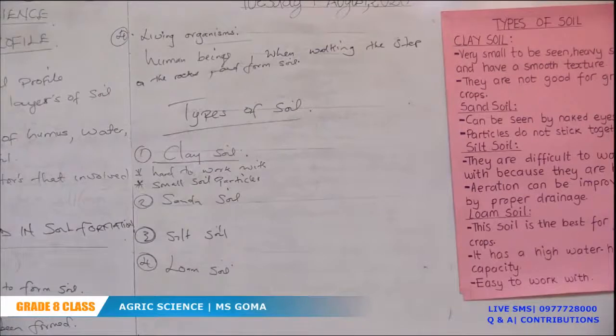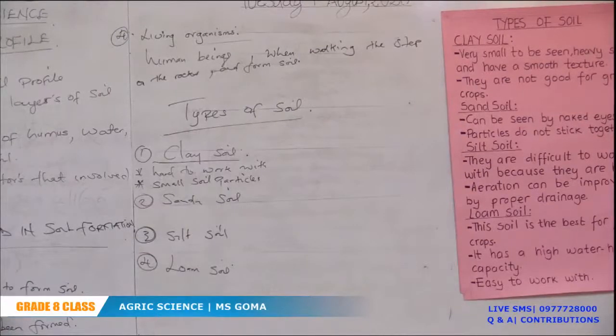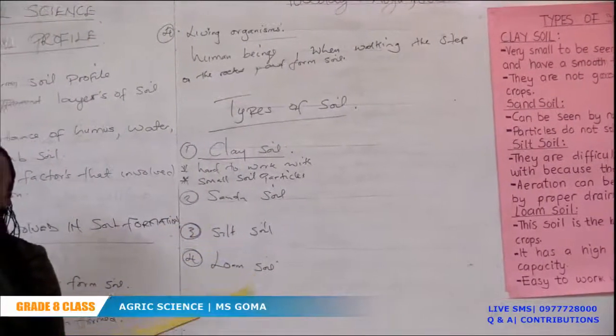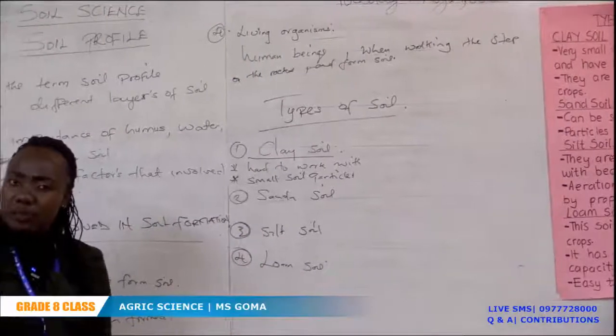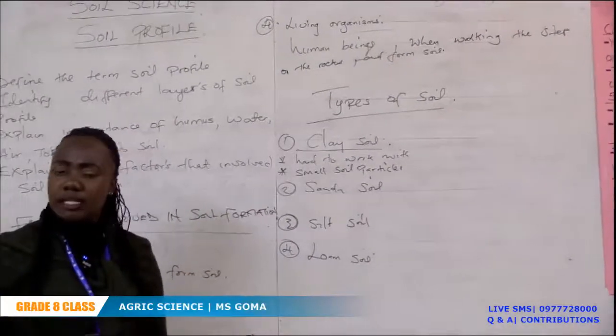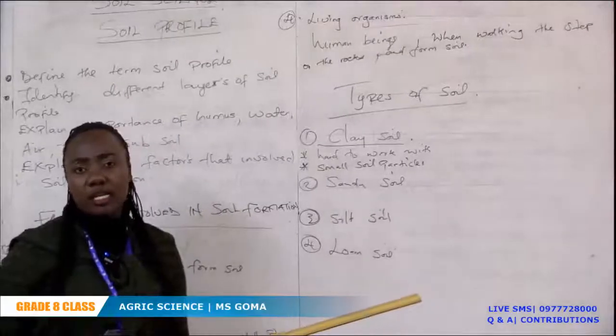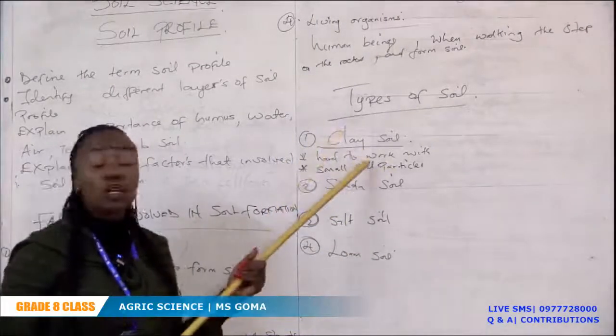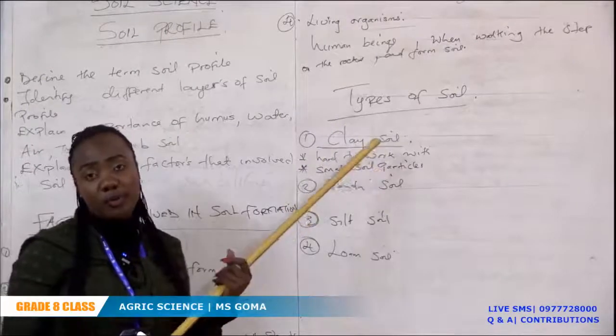Imagine you've planted seeds in the ground, and that ground has got clay soil. After it dries up, the soil is hardened. Are you going to expect the seeds to germinate? Definitely the seeds will not germinate. As a farmer, you're going to have a loss. So that's why I was saying clay soil is not good for growing crops.